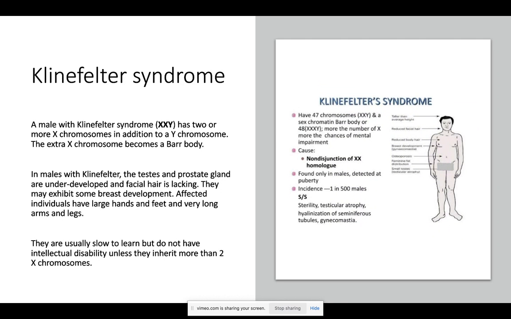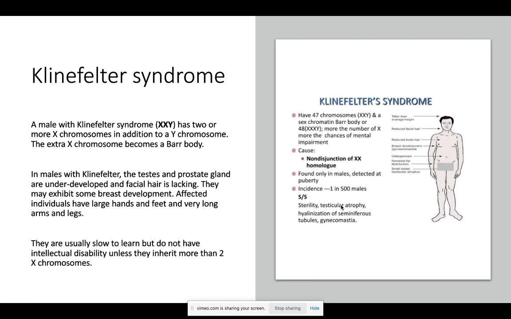Klinefelter syndrome, like we previously discussed, they have 47 chromosomes. There is a distinction where they say 48, but again, 47 is more common. This is going to be due to inheritance of an extra Barr body, and a Barr body is just heterochromatin, which is actually not active. So in males with Klinefelter, the testes and prostate gland are underdeveloped. Facial hair is usually lacking. They're usually slow to learn, but do not have intellectual disability. I apologize. They do not have intellectual disability, but they're slow to learn unless they inherit more than two X chromosomes. Again, here's a picture, kind of wanting you to see that.